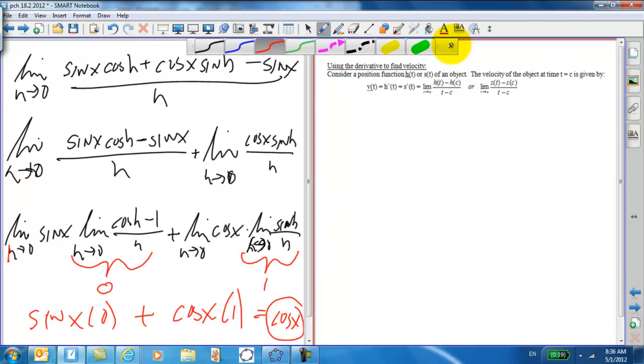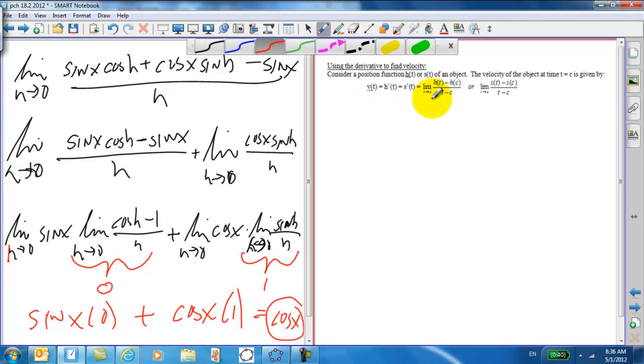Okay, now the applications of derivatives come up a lot with velocity. Consider a positive function, h of t or s of t. Both those can be used for position, height, or s for displacement of an object. The velocity of the object at time t equals c is given by velocity is the derivative of height, or the derivative of displacement.